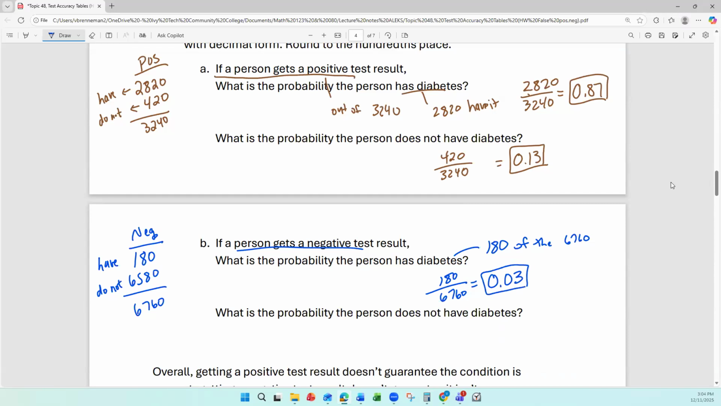So with no test at all, there's a 30% chance they have it. If they're holding a negative test in hand, they're down to still a small chance, a 3% chance that they do actually have it, but much lower. And then the probability the person does not have it, that would be the 6,580 out of the 6,760, is now 0.97. They're up from a 70% chance they don't have it to all the way to 97%, but there's still a small chance that they actually do have it.